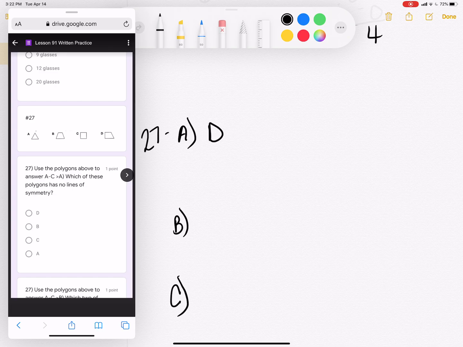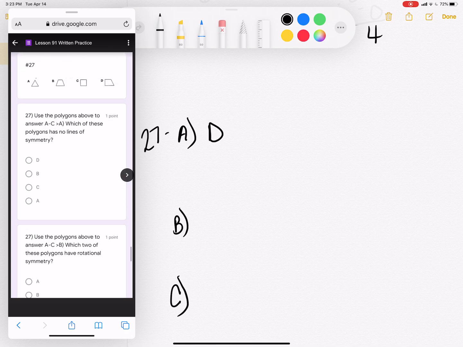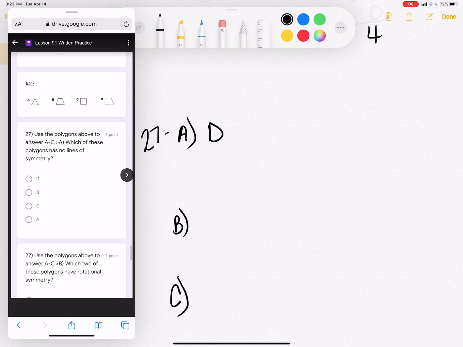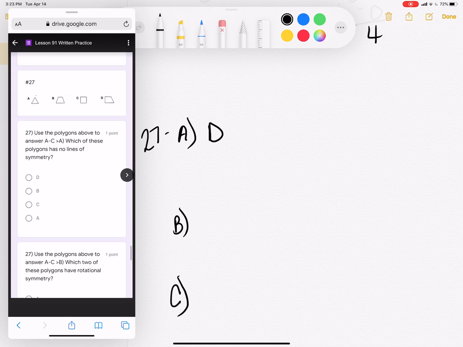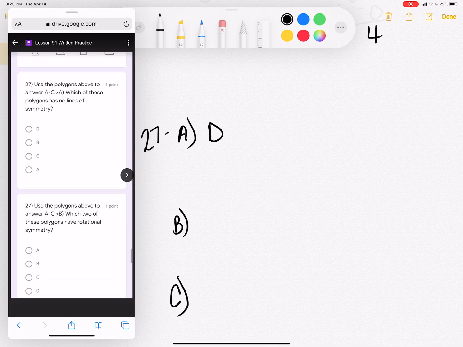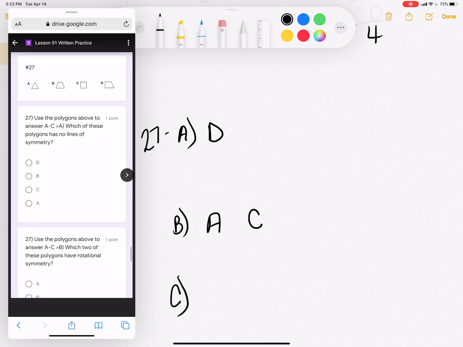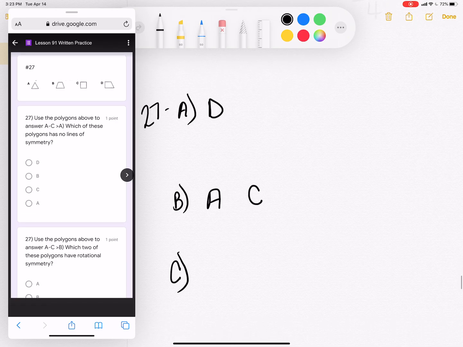27B. Which of these have rotational symmetry? You can just rotate it and it's the same. You can draw the same lines of symmetry. So which 2 of these? That would be polygons A and B. A and C it should be. Yeah, A and C. Because A is an equilateral triangle. C is a square.